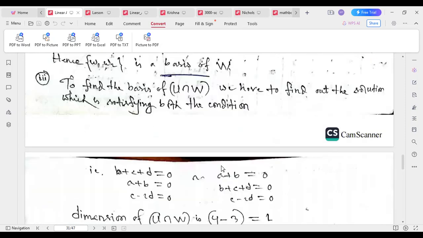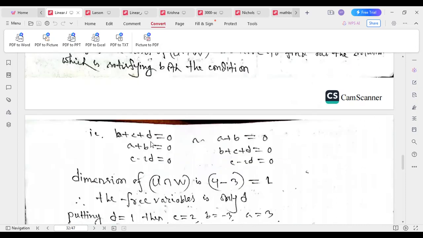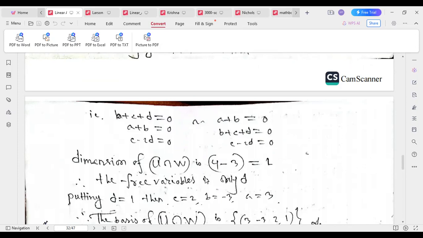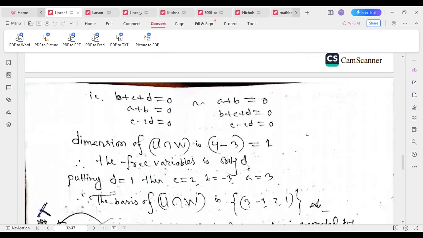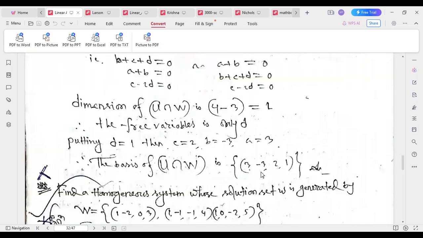Now for the third one, to find the basis of U intersection W, we have to find the solution which satisfies both conditions. That means 3 equations with 4 unknowns. So the dimension of this will be 4 minus 3, and the free variable will be only d, because there is 1 free variable. So putting d equals 1, we get c equals 2, b equals 3, and a equals 3 from here. So the basis of this will be this.